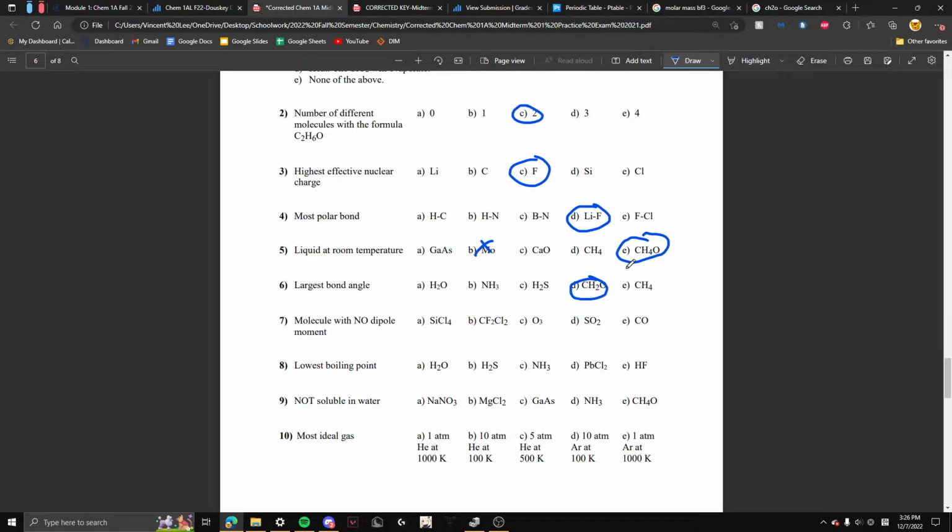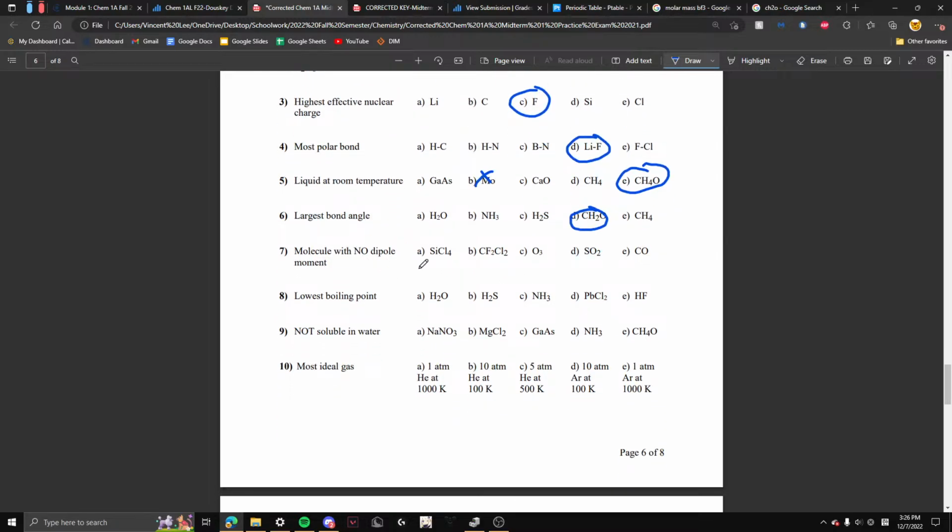Largest bond angle, because this is CH4, which is tetrahedral. This is also tetrahedral, or its electron geometry is tetrahedral. This is also, I think it's bent, but its electron geometry is tetrahedral as well, because it has 2 lone pairs on the oxygen. This has 1 lone pair. This has 2 lone pairs on the sulfur, I think.